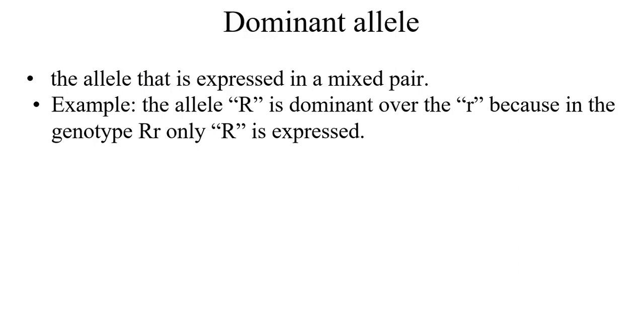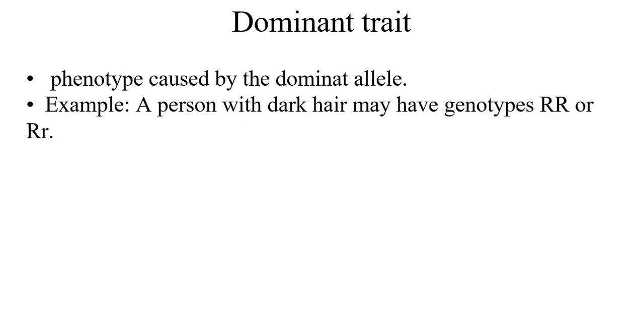Okay, so we've got a few terms that go with this idea of dominance. We've got the term dominant allele, and the dominant allele, that is the allele that's expressed in that mixed pair. So the allele big R is dominant over the allele little r, because in that genotype big R, little r, only big R for dark hair is expressed. Then we've got the term dominant trait. Trait means phenotype. And so dominant trait is the trait or the phenotype that is expressed in this big R, little r, so in what's called the heterozygote.